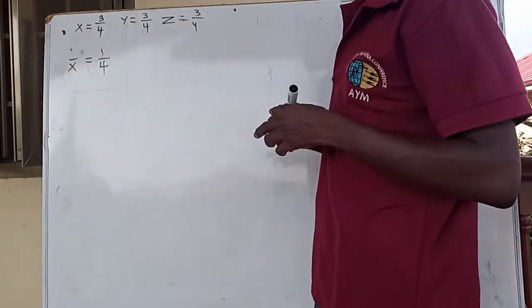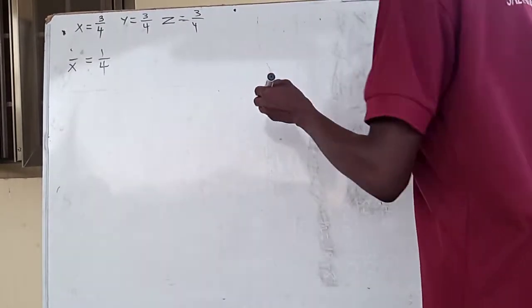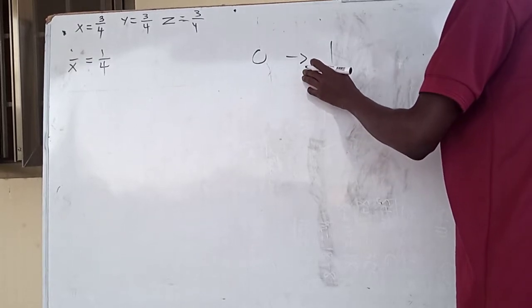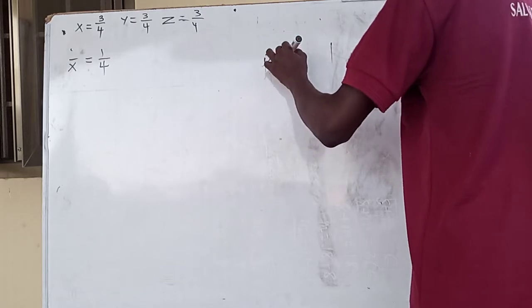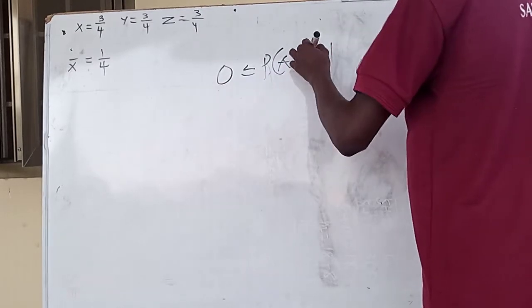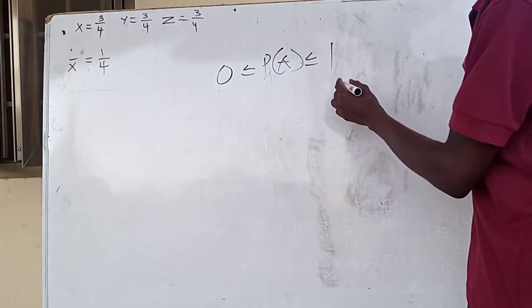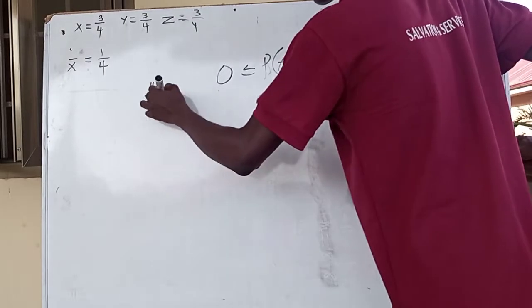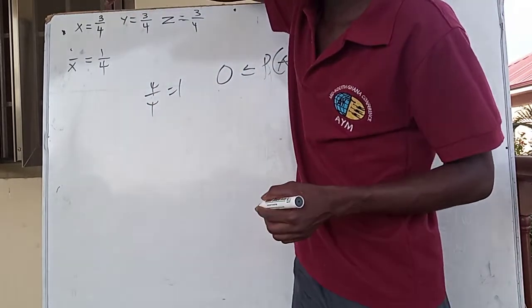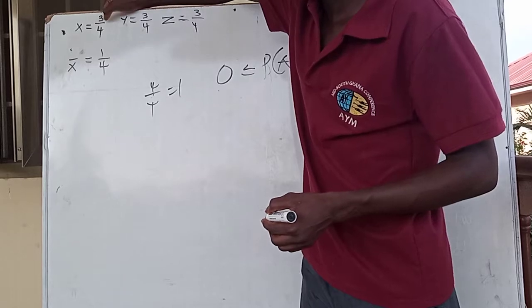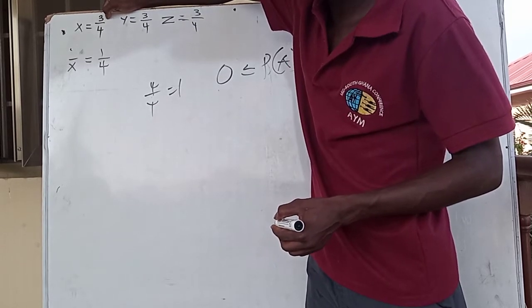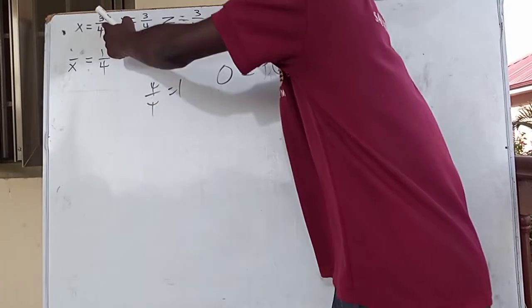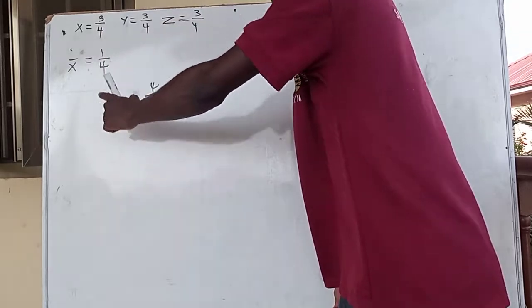The thing is, probability is event over sample space. Probability ranges from 0 to 1. So the probability of A is greater than or equal to 0 but less than or equal to 1. If you sum all the probabilities, you are supposed to get 1. So what is left for us to get 4/4 is 1. We add 1 to this 3 to get 4. So the probability of X not germinating is 1/4.